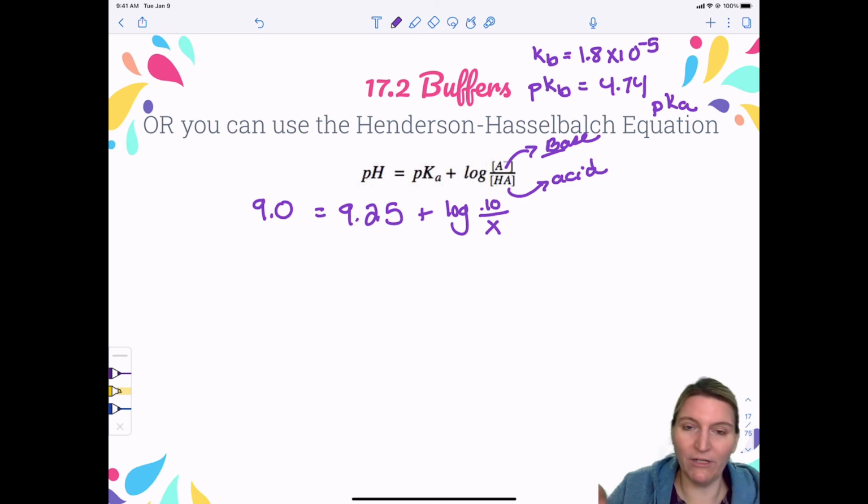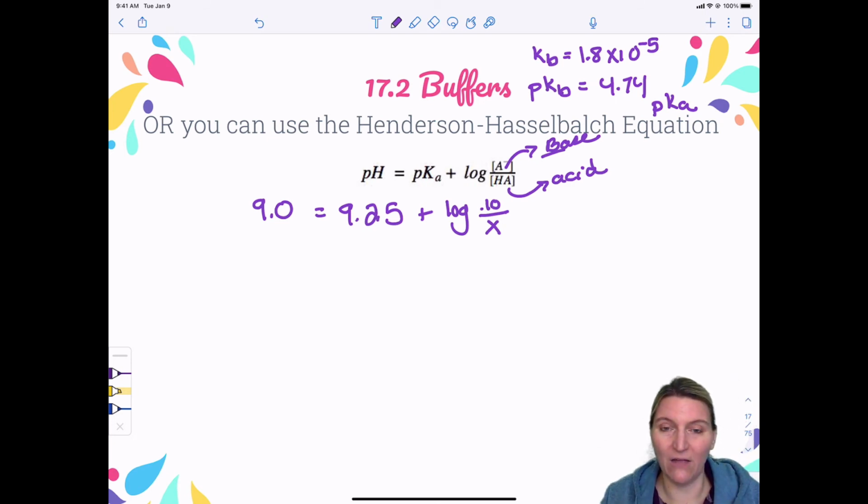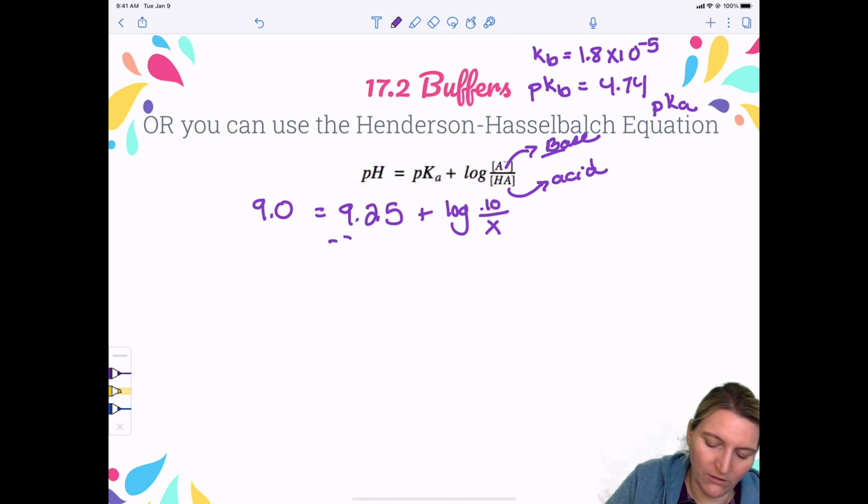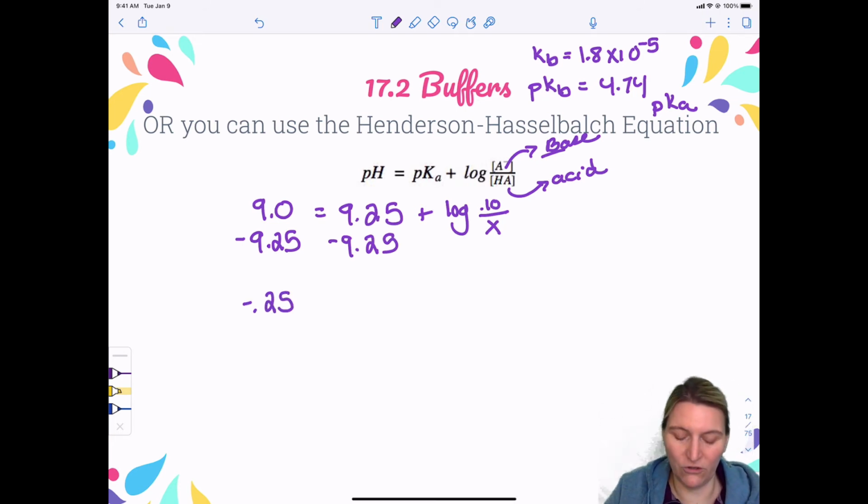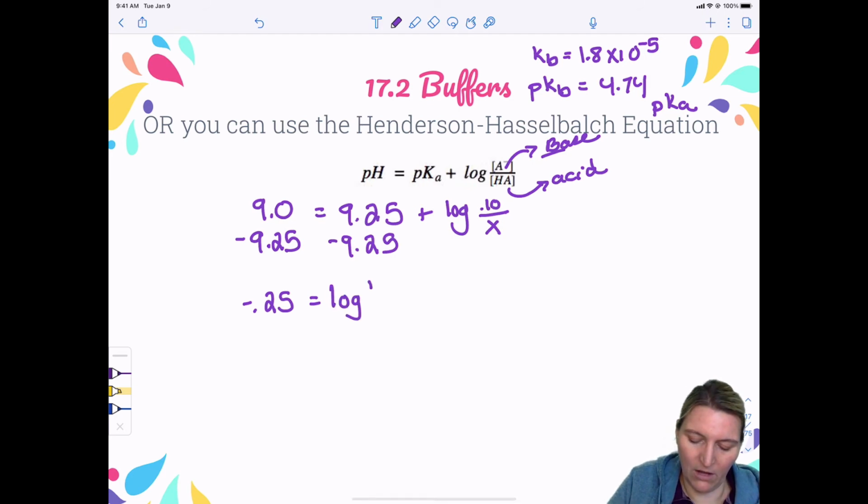So the first thing we want to do is isolate the term with the logs all by itself. So subtract 9.25 from both sides. And that will give me a negative 0.25. There's more digits to this, I'm just not writing them all down. Is equal to the log of 0.10 over x.